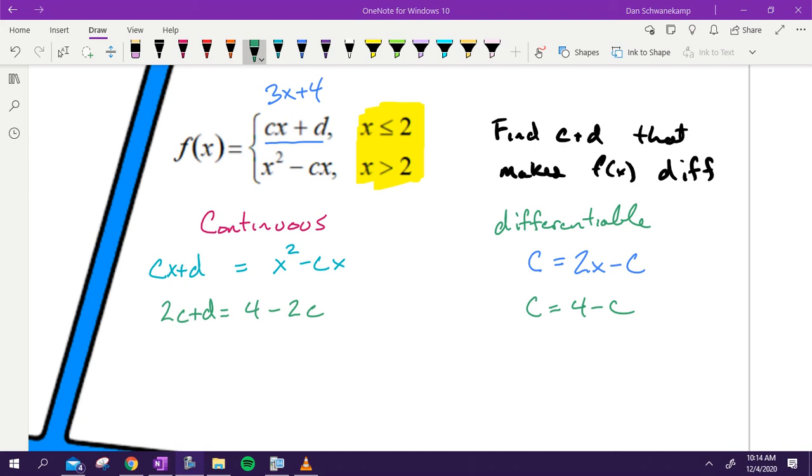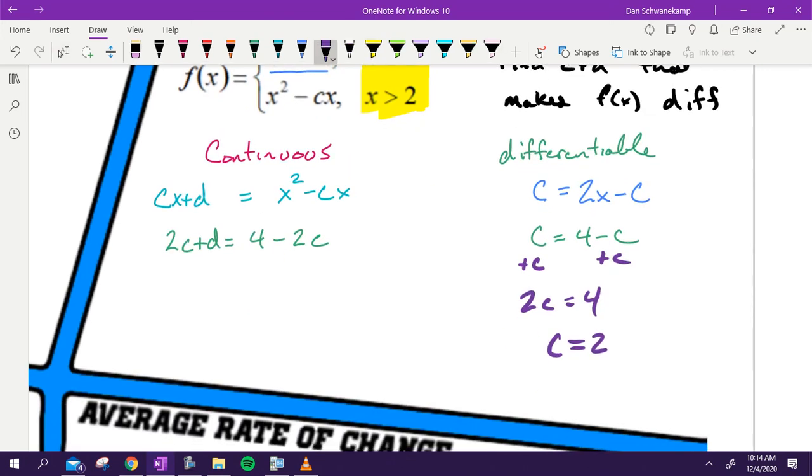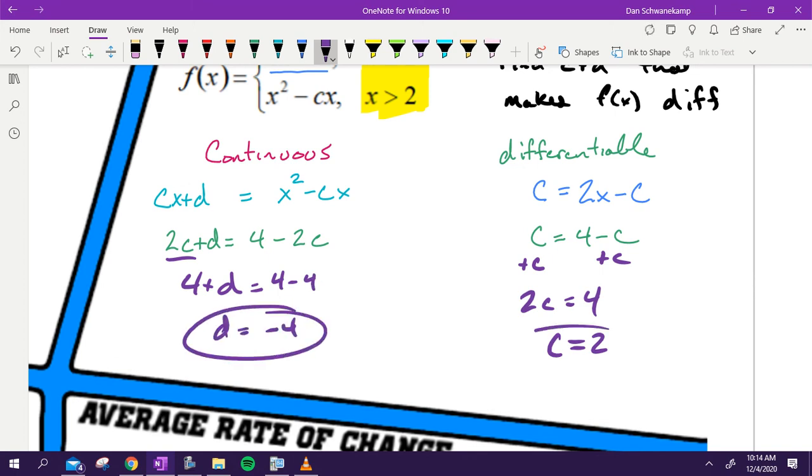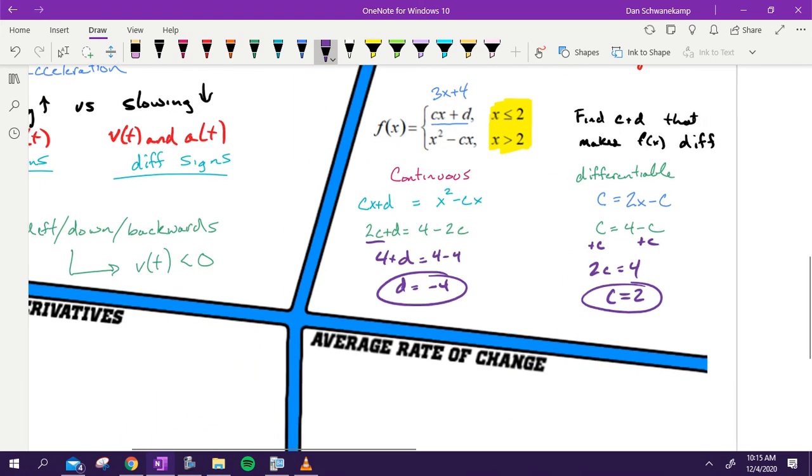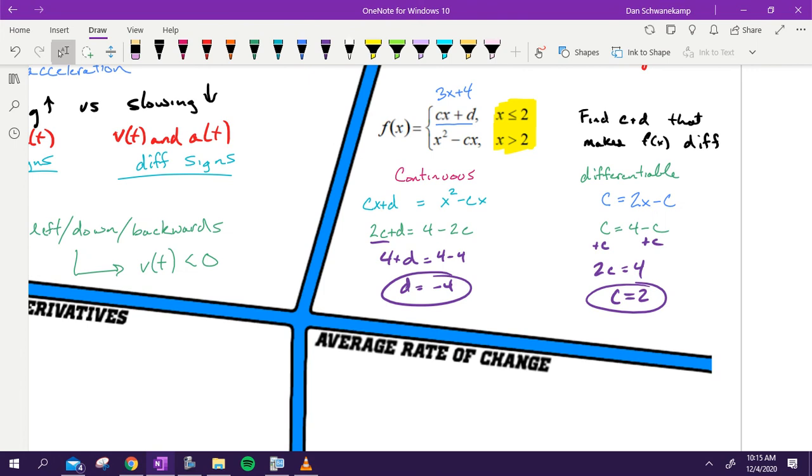I would pick this equation over here because it just has c's in it. So if I add c to both sides, I get 2c equals 4. So c is 2. Once I got that c, I could plug it in over here. If I plug in c over here, I'm going to get 4 plus d equals 4 minus 4. D is going to be equal to negative 4. Those are the two values I need to be continuous and differentiable. Continuous, set the two values equal to each other, find the limits. Differentiable, set the two derivatives equal to each other and find that. That's the toughest thing we're going to do today, obviously.